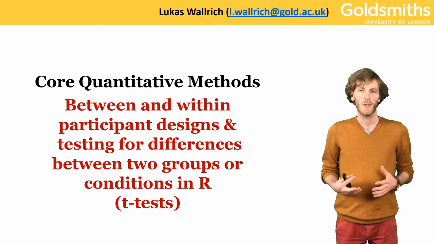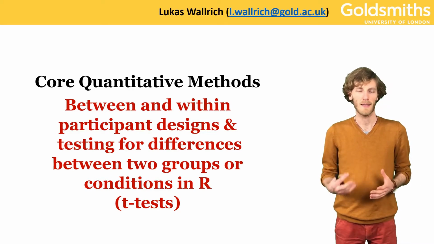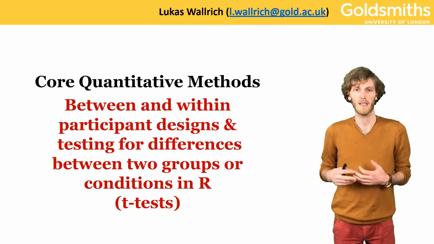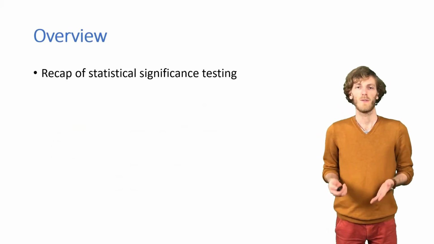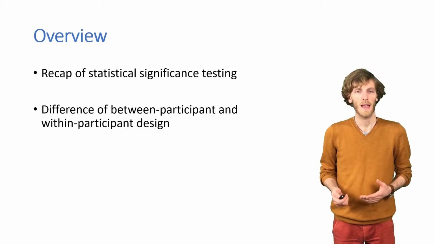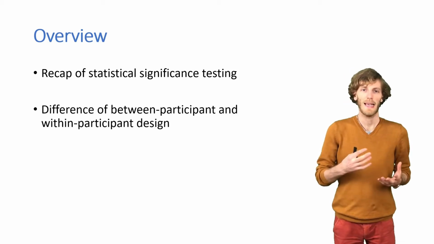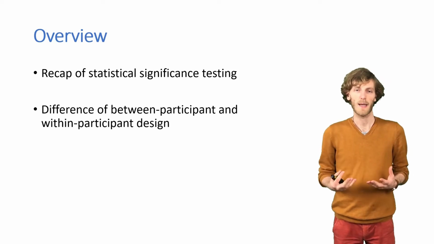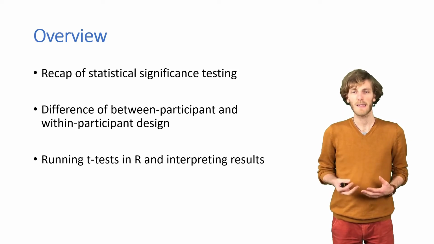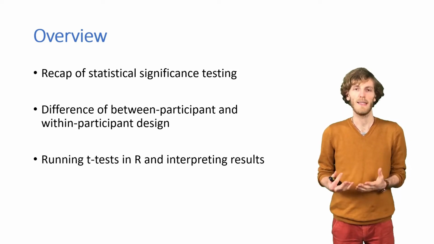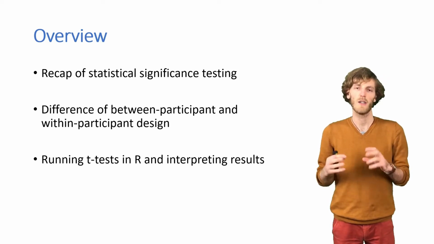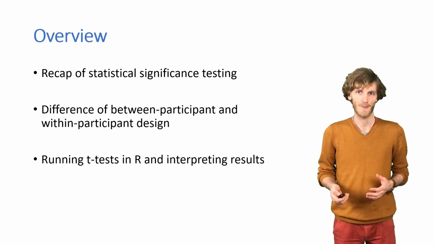Welcome. In this video I'm going to talk about how to do statistical significance tests for differences between two groups or two conditions in an experiment. For that I'm going to very briefly review what statistical significance testing is all about. Then I'm going to introduce a difference in the way you could design an experiment that influences the kind of test that we can run. And lastly, I'm going to show how to actually run t-tests, the most common test used when there are two conditions or two groups, so how to run such t-tests in R.